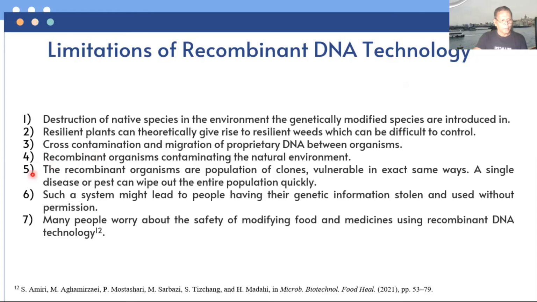Fifth, the recombinant organisms are a population of clones vulnerable in the exact same way. A single disease or pest can wipe out the entire population quickly. Then such a system might lead to people having their genetic information stored and used without permission. And the last, many people worry about the safety of modifying food and medicine using recombinant DNA technology.